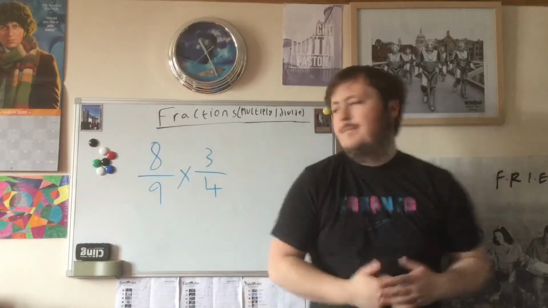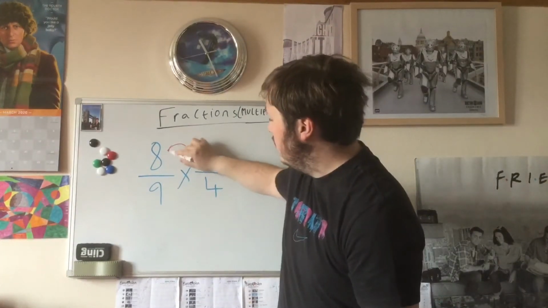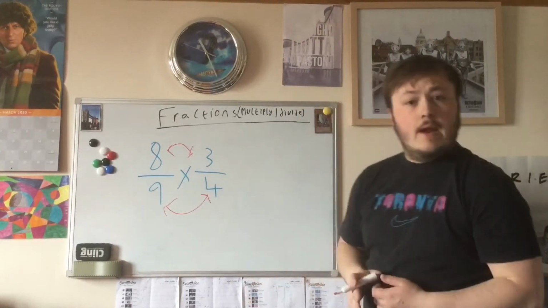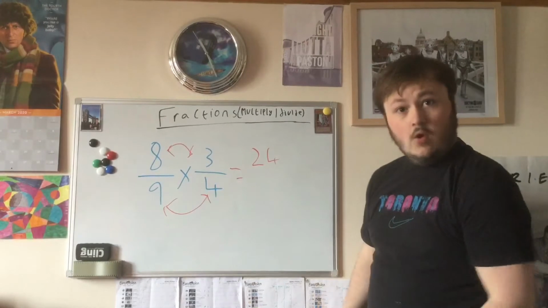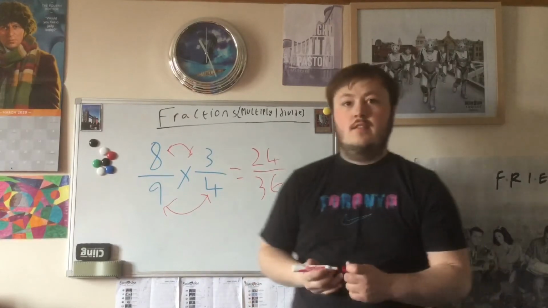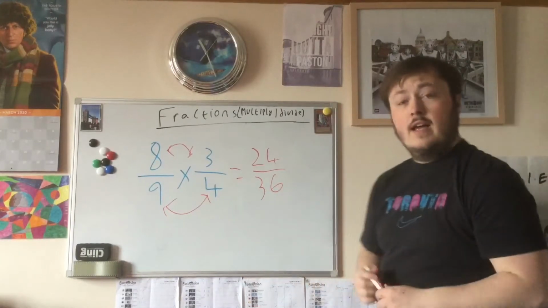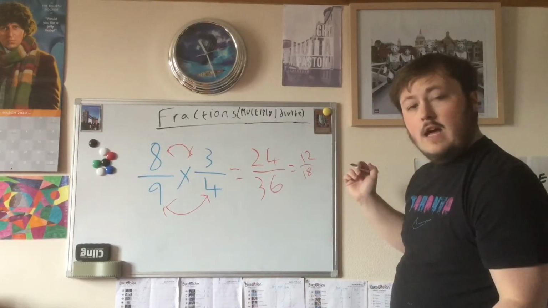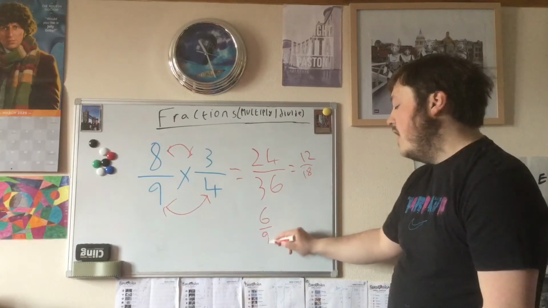So let's try another one. 8/9 times 3/4. We times our numerators, our top numbers together, and our denominators, our bottom numbers together. What's 8 times 3? Well, if you do your times tables, you will get 24. What's 9 times 4? Well, again, times tables, you will get 36. Now, can this be simplified? Well, they are both in the 2 times table, so we can simplify it to 12 over 18. But this could be simplified further. It's again in the 2 times table, so that could get us 6 over 9.